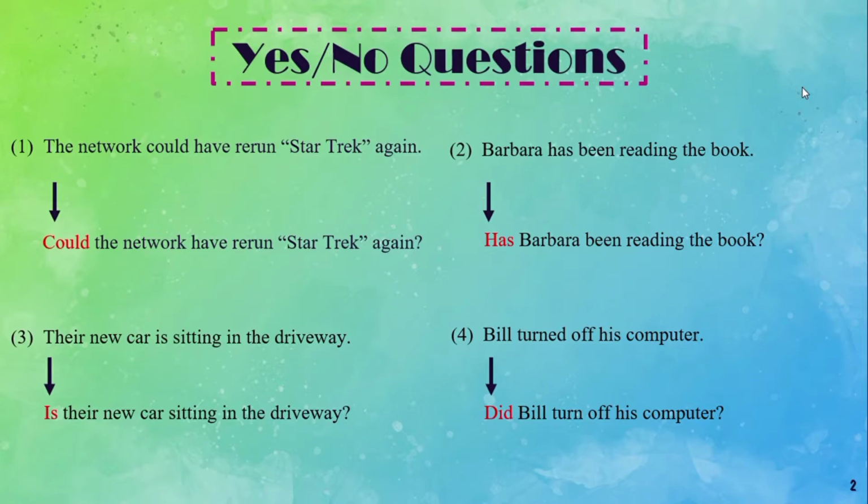Example number 2. Barbara has been reading the book. Which is the auxiliary verb? It's has. So it became, has Barbara been reading the book? The case is same with the rest of the following examples. And for you to understand it well, here is Ms. Balanag for the continuation.